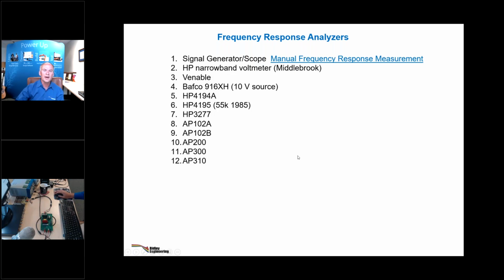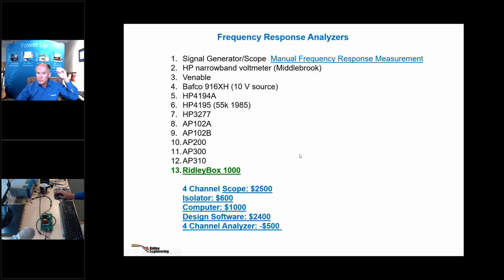So we recently came out with, we also offer for our teaching, we developed the Ridley Box. Originally just for teaching, but people like it so much, we're selling quite a few of these. And this has the unique characteristic that we pay you to take the analyzer. Okay, it's not just free. We actually give you $500 to take it because the scope is $2,500 if you try to buy it. The isolator is $600, the computer is $1,000, the design software is $2,400. So the analyzer turns out to be a $500 rebate there. So, think about that.